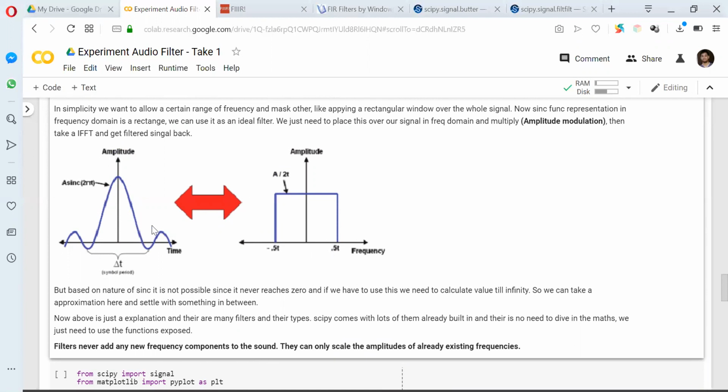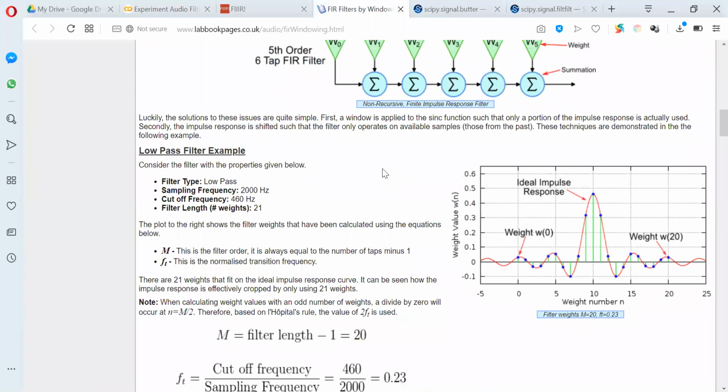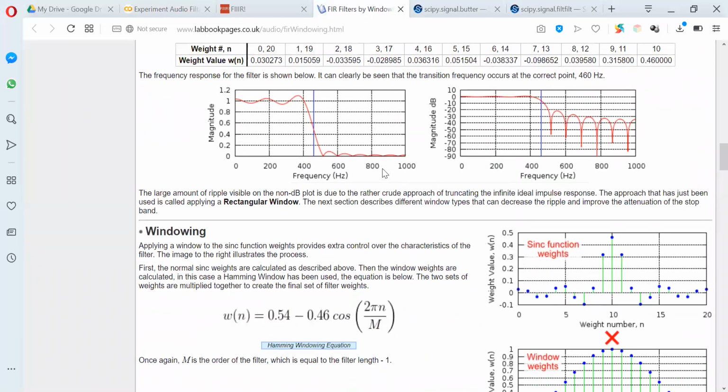So we are going to take some approximation of it. What do I mean by approximation? We are going to clip the surroundings, the regions which don't matter much, and take the bulk of the signal. That's called a windowing operation, and this link explains it in a better way.